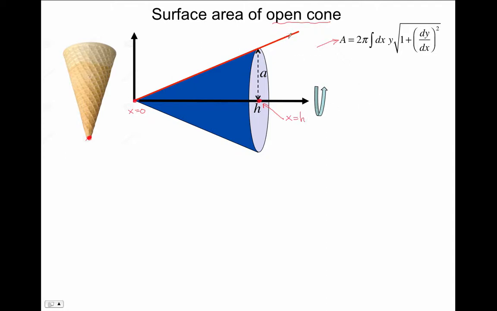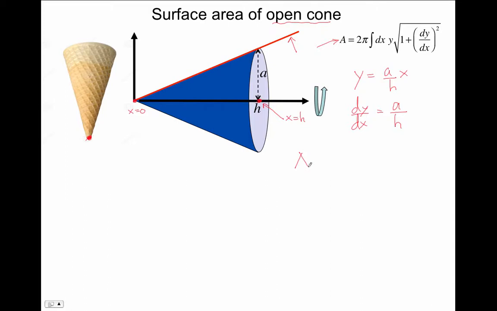Obviously, this cone has been generated by rotating this line, and the equation of this line we can easily get. It's just (a over h) x. You see that when x is equal to 0, y is equal to 0. When x is equal to h, y is equal to a. From here, dy by dx is a over h.